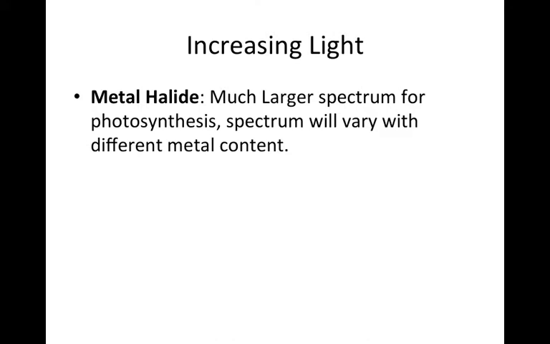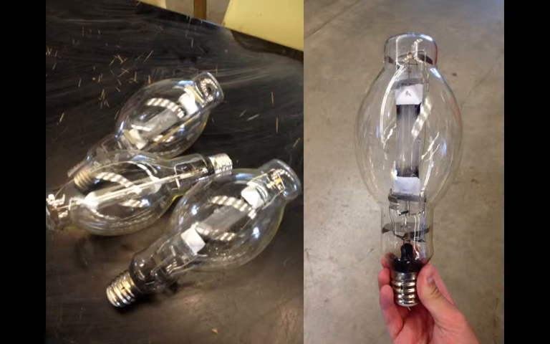Metal halide, which are very commonly used for flowering ornamental crops, have a much larger spectrum for photosynthesis. However, the spectrum will vary with a different metal content for each type of bulb. These are two photos of metal halide bulbs.